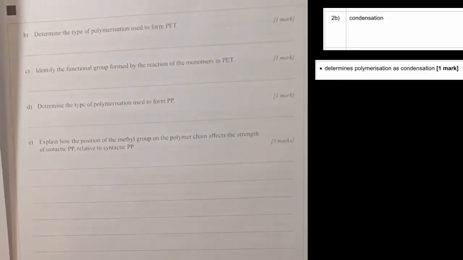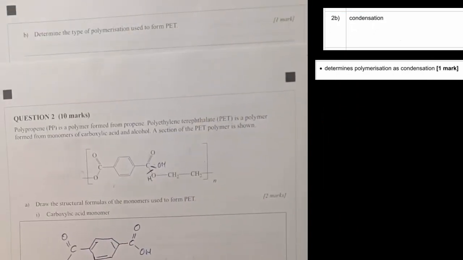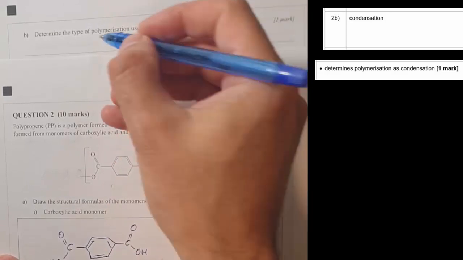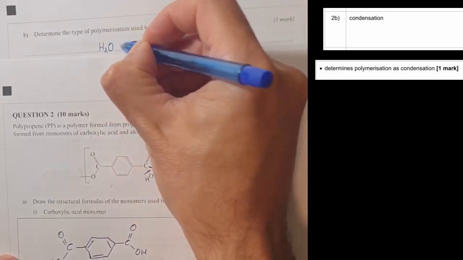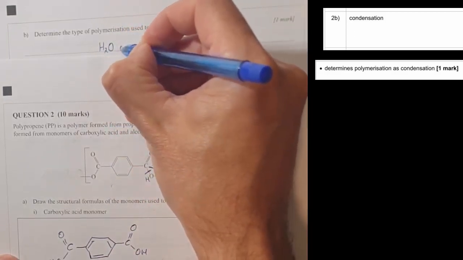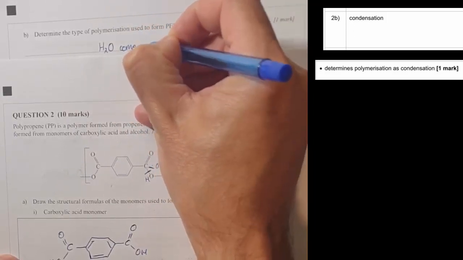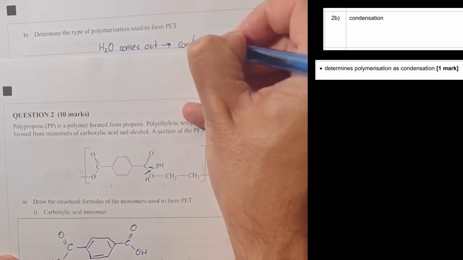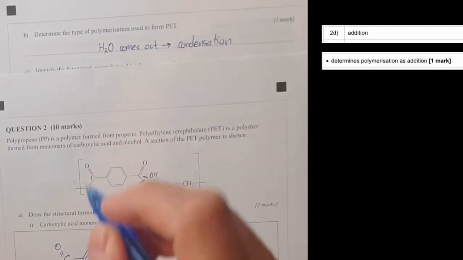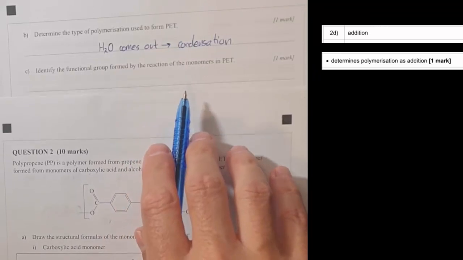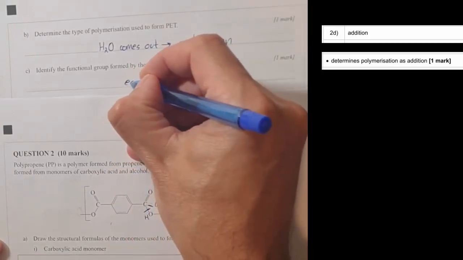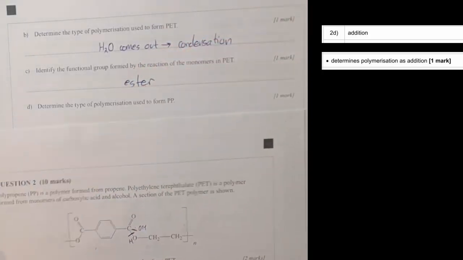Okay, determine the type of polymerization used to form PET. Well, I've done that already. So the H2O comes out. So it is a condensation reaction. All right, identify the functional group formed by the monomers. Okay, so when you've got an alcohol and carboxylic acid, you've memorized your reaction, so you know that's an ester. So this is actually quite an easy question.